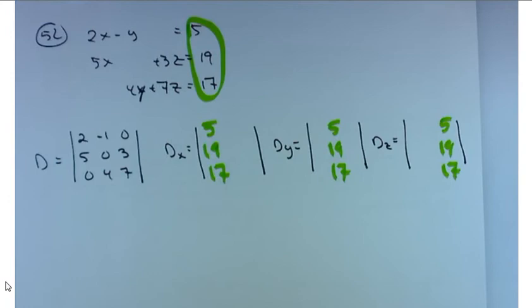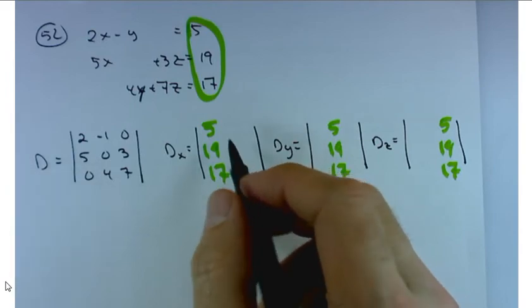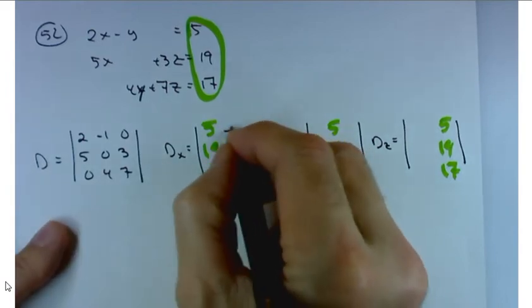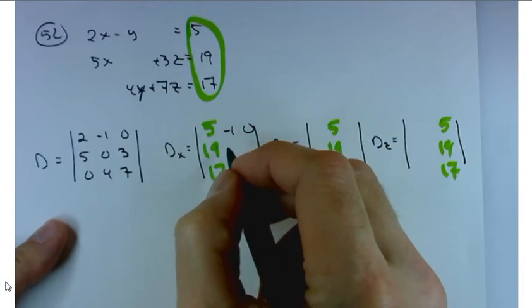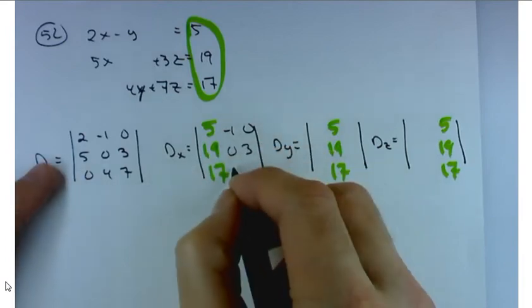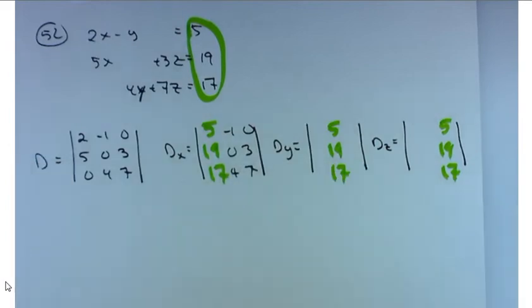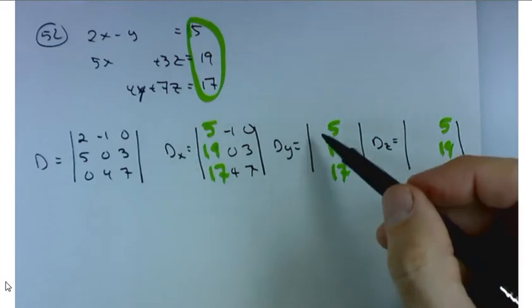Okay. Kenny, why don't you start us out with dx? What's going to go in dx? Wait, back up. Oh, okay, you're going across. All right, 5, -1, 0. All right, that's good. Keep going. Good. Let's keep going with dy.